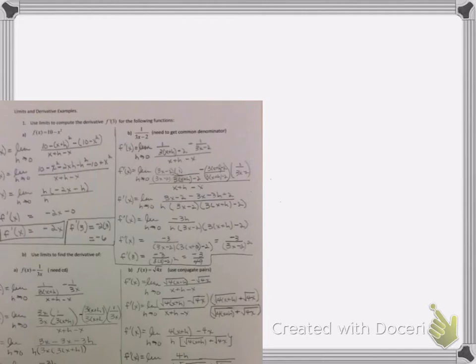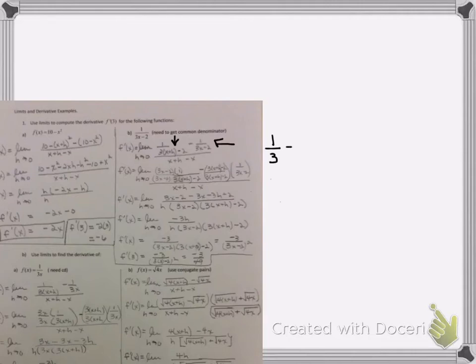Okay, for problem B, if I have a function f of x equals 1 over 3x minus 2, in order to take the limit of that as h goes to 0, my difference quotient is going to look like this in the numerator. So notice how messy this is getting down here when I put an h next to the x. My denominator, x plus h minus x, doesn't get messy, but all of a sudden I have a double-decker fraction.